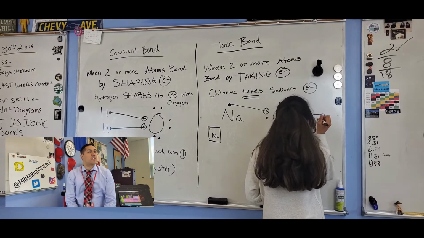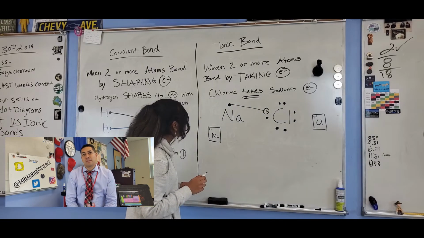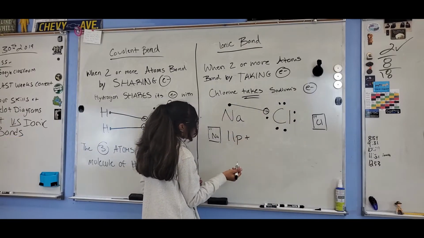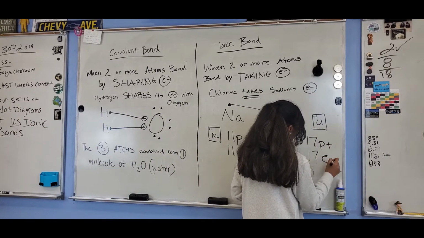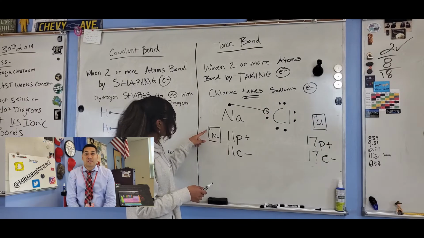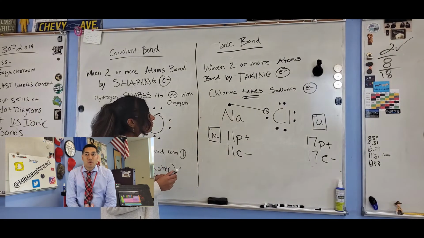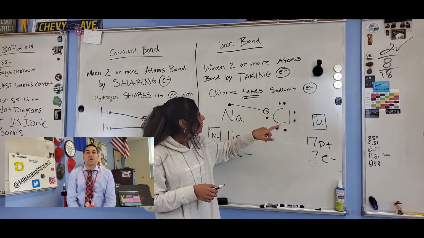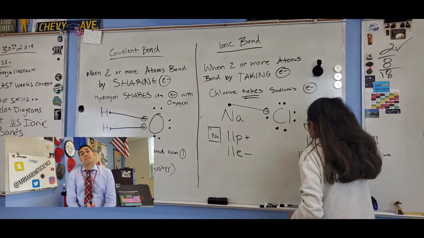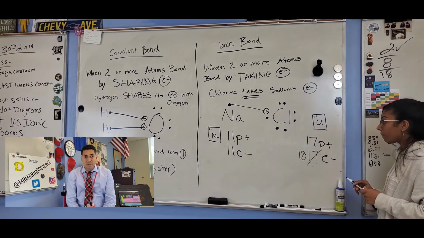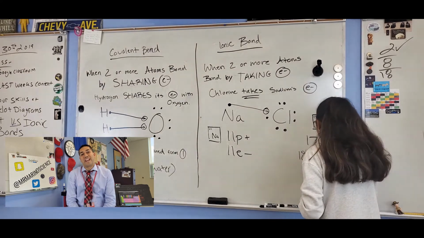Since chlorine has an atomic number of 17, we know that it has 17 protons and 17 electrons. Since sodium gives chlorine 1 electron, that means chlorine gains an electron. Electrons are negatively charged, which means chlorine's going to have 17 protons and 18 electrons. That makes chlorine a negative ion.